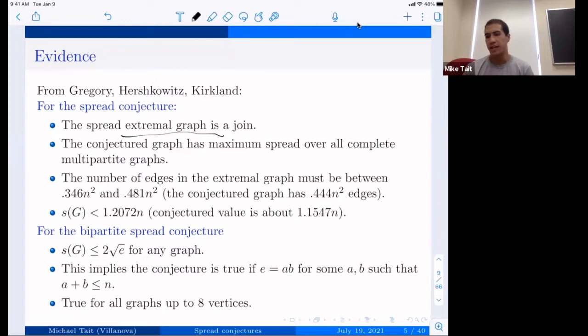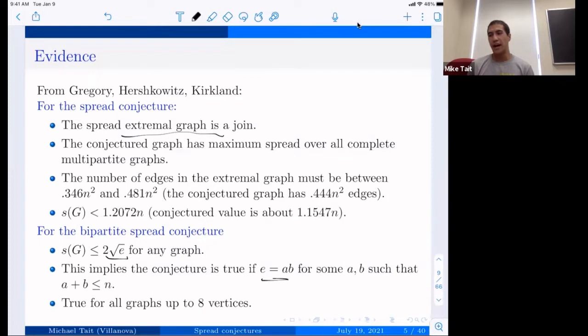For the bipartite spread conjecture, they showed that the spread of any graph is bounded above by twice the square root of the number of edges. And if you take a complete bipartite graph, its spectral radius is the square root of the number of edges, and lambda n is negative square root of the number of edges. And so if the number of edges is of the form where you can have a complete bipartite graph, then it's best possible by this theorem.